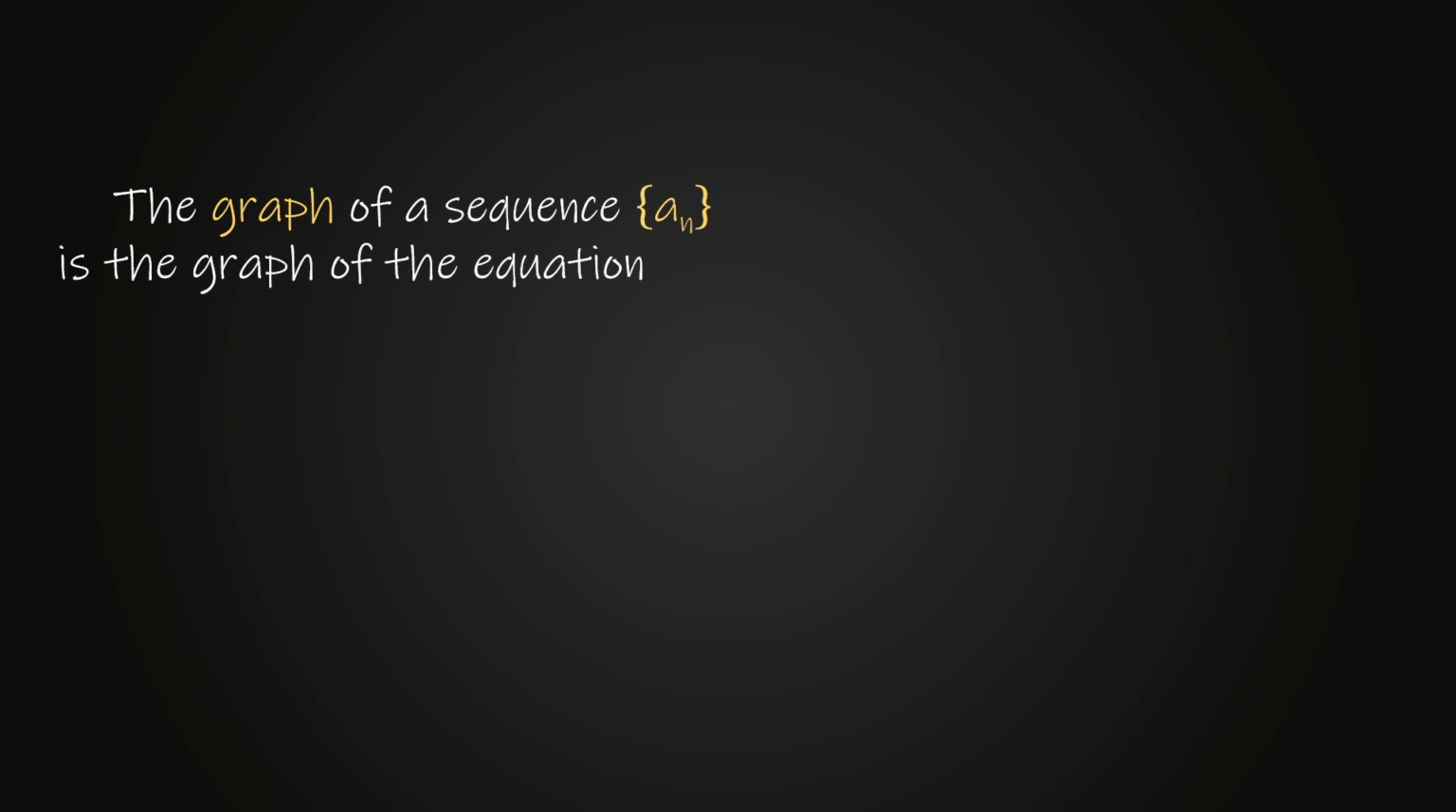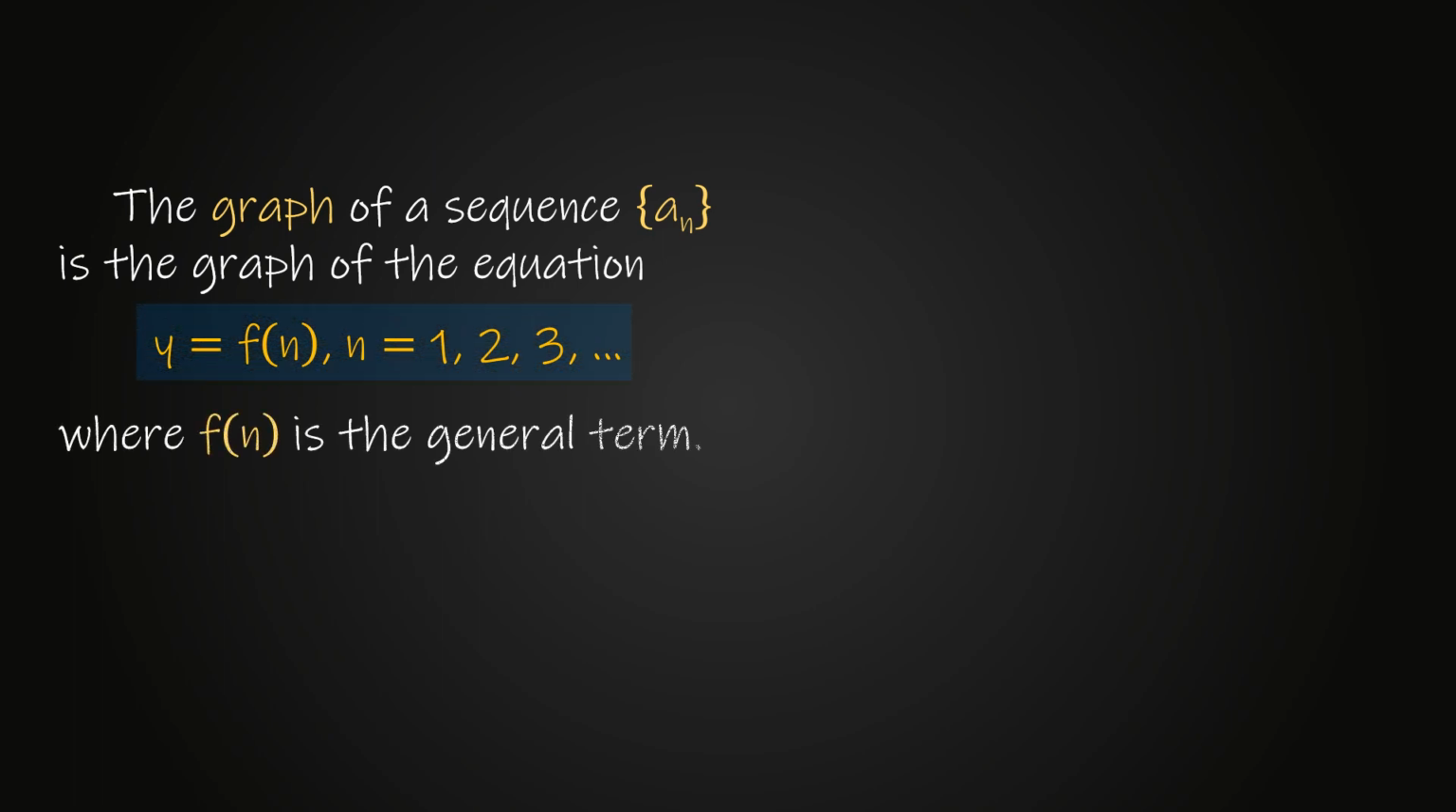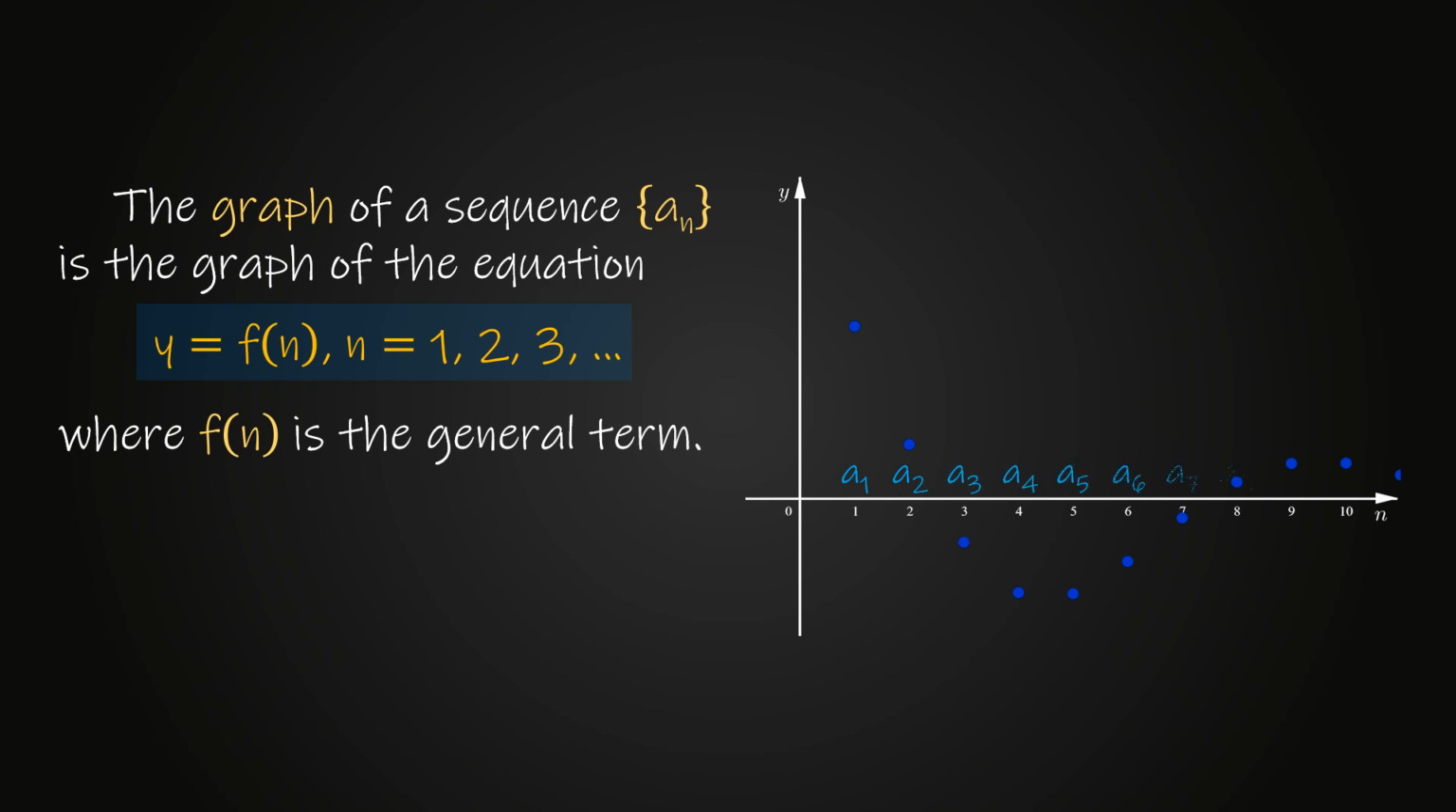The graph of a sequence is the graph of the equation y equals f of n, where n is 1, 2, 3, and so on. And f of n is the formula for the general term, a_n. The graph is composed of points with location along the horizontal determined by positive integers n, and location along the vertical determined by the value of the term, a_n.